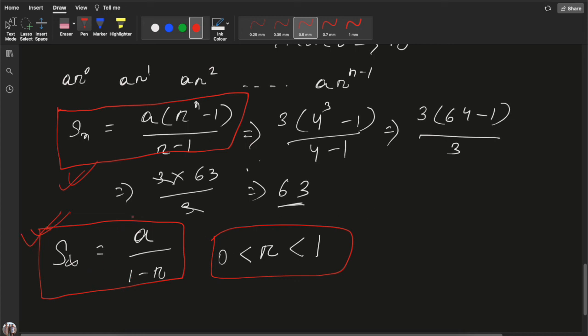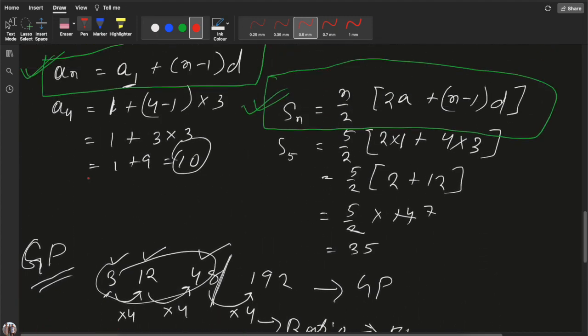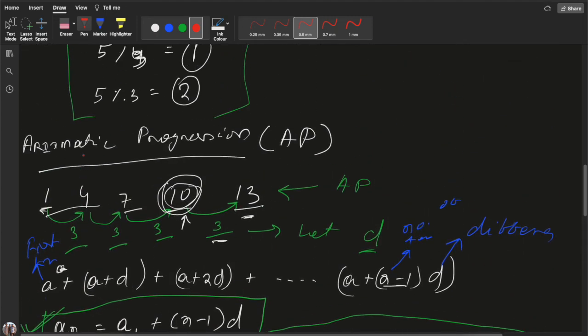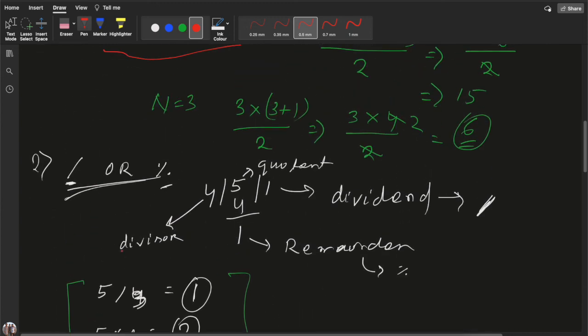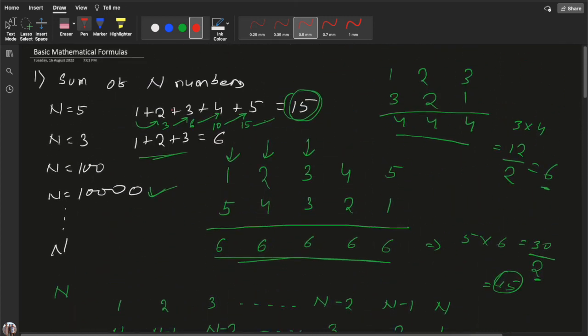Okay, so we discussed geometric progression, we discussed arithmetic progression, we discussed the difference between divided by and modulo, and we discussed the sum of n numbers. If you have any doubt, you can comment down and I'll check your questions and try to reply to all those questions and doubts.